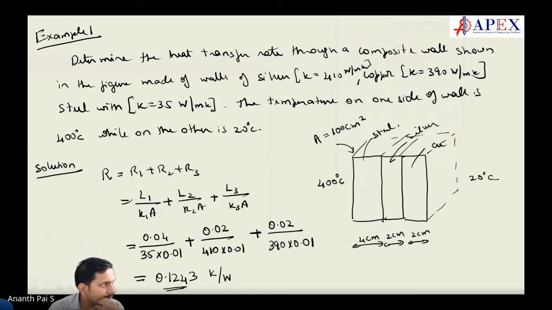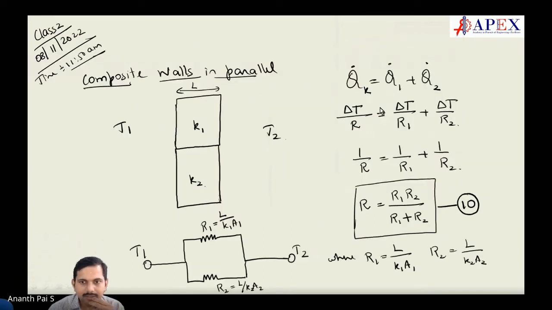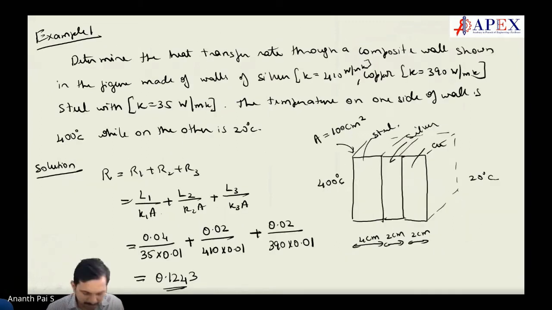Meter is not there. Watt per Kelvin or Kelvin per watt? Kelvin per watt meter. Kelvin per watt meter? No, let us see. What per meter Kelvin into meter divided by area, meter square. So it is watt per meter, right? Sorry, Kelvin per watt. Correct. So it is so many Kelvin per watt. Correct. Okay.